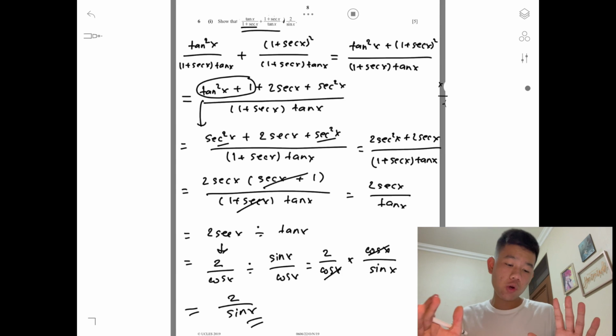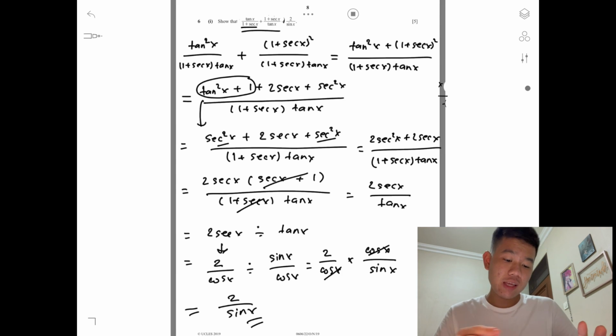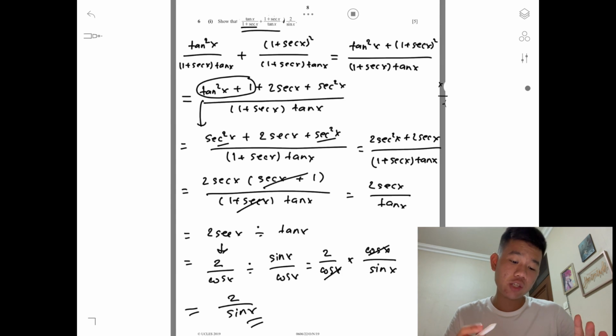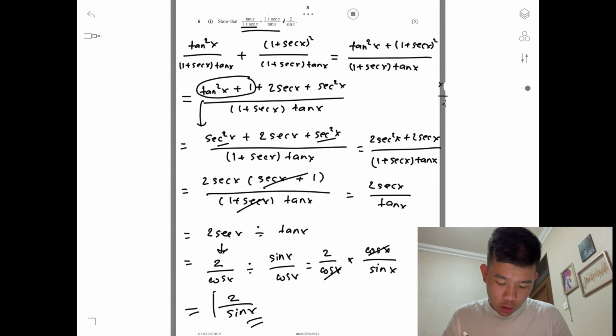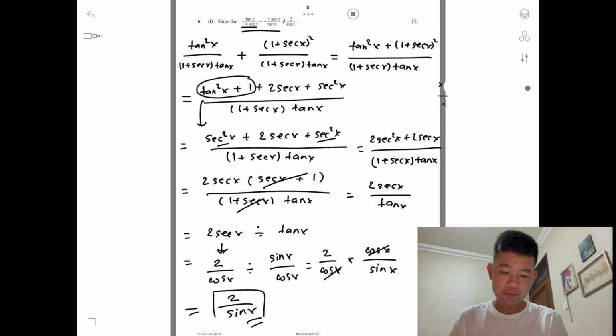So there we go for the part 1 question. We can prove that tan x over 1 plus sec x plus 1 plus sec x over tan x is equal to 2 over sin x.